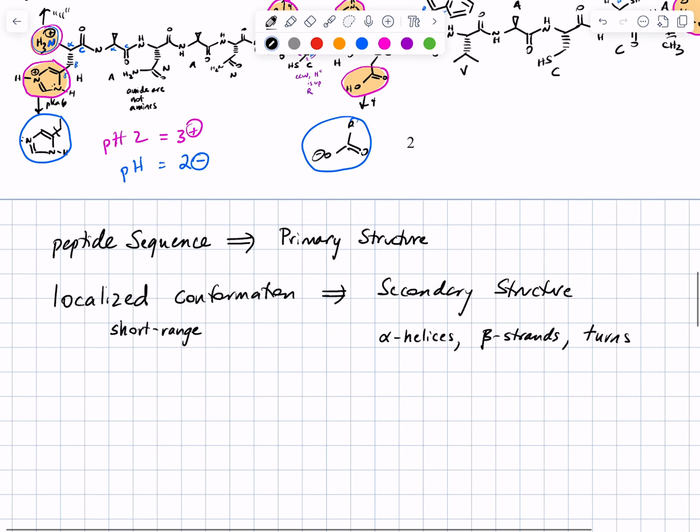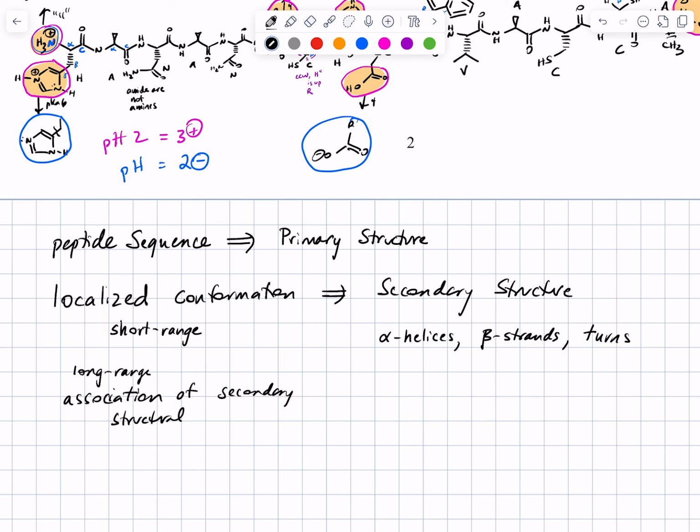When you have association, and we would call this long-range association of various secondary structural units, we call that a peptide or protein tertiary structure. And we say that a peptide or a protein that has tertiary structure is folded.